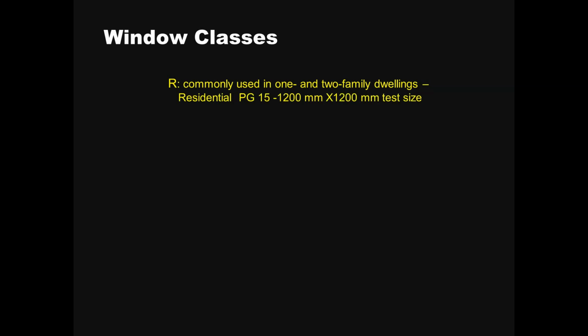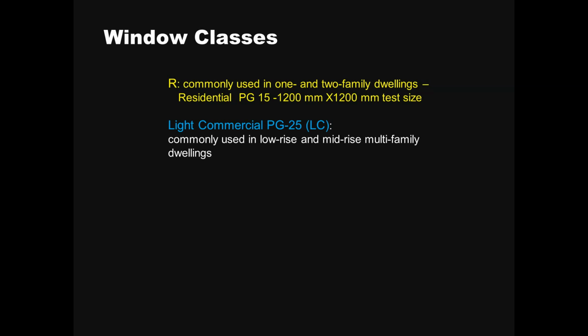Now, within those standards, you'll have various different classes. R is for one or two family homes, and normally the minimum for that is a PG 15, along with a minimum test size. We'll get into that as we go down. Next is light commercial, for low-rise and mid-rise buildings. As we go down through these, the minimum performance grade increases, and so does the testing size.